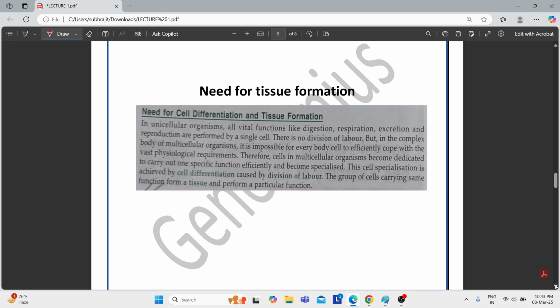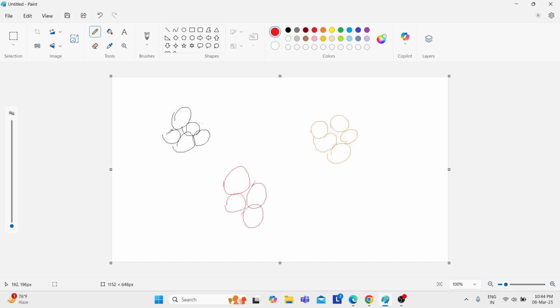Now the next question is, why do we need tissue, why is tissue formation required? Why is a particular group of cells forming one tissue, and another particular group of cells forming another tissue? I mean to say, why is this happening? Why are some cells forming digestive system tissue, some cells forming nervous system tissue, why are some cells forming blood cells?